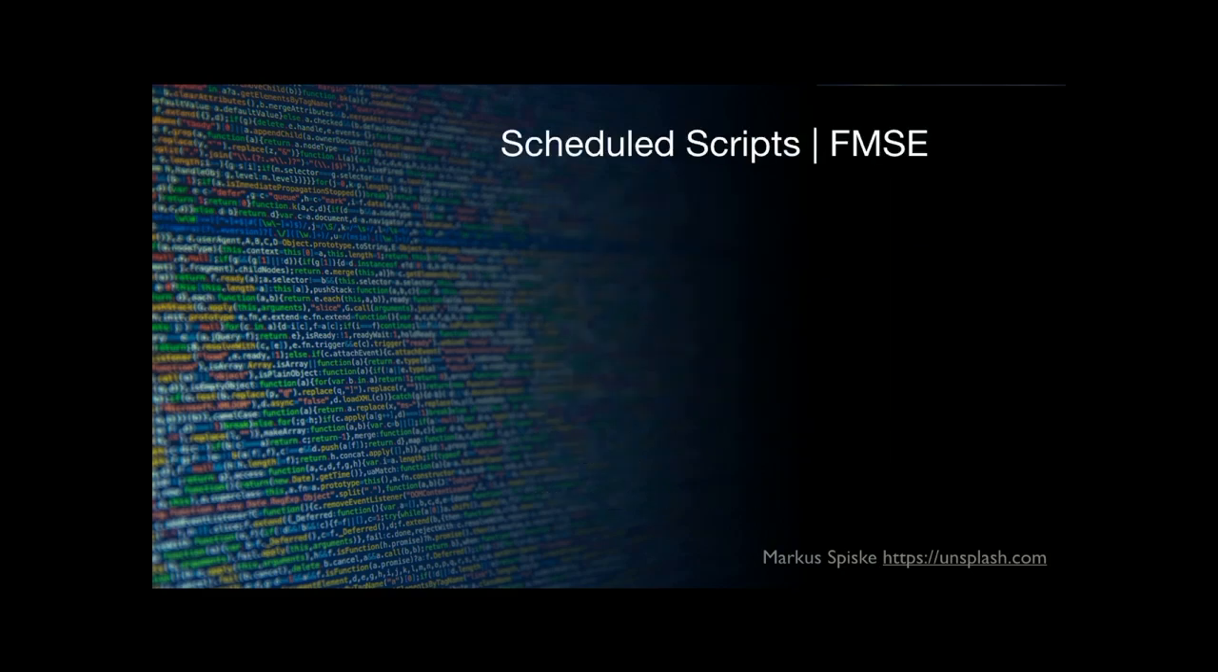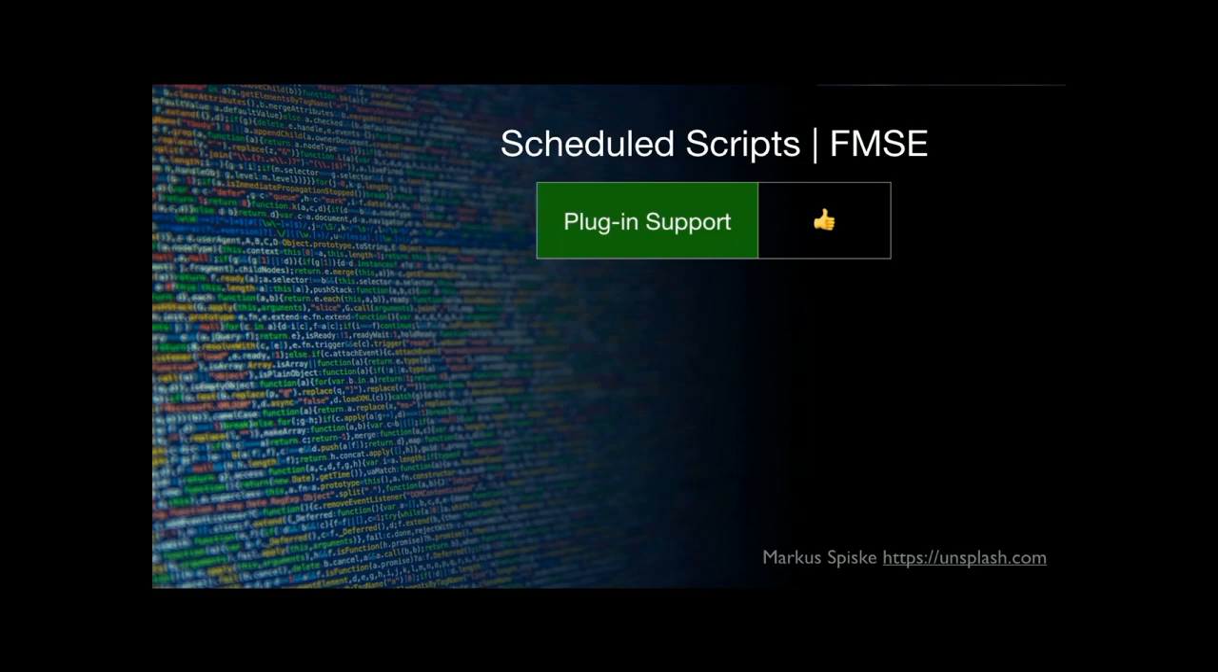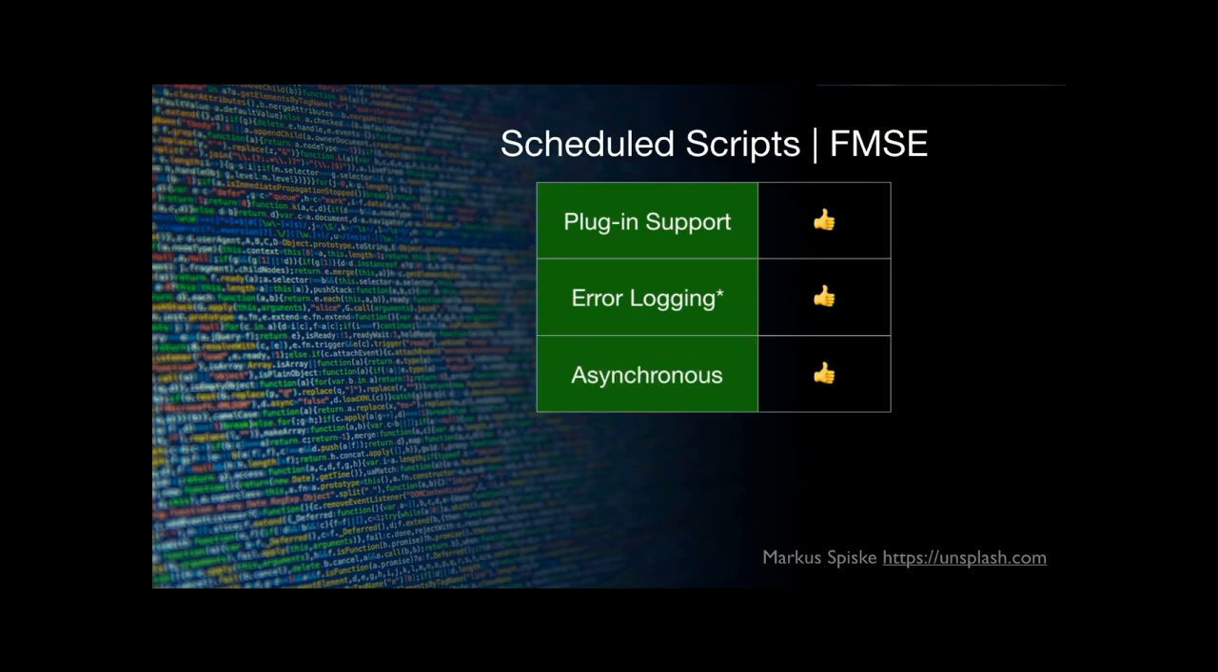Okay, so scheduled scripts on server, they do have plugin support. They have error logging, which is great. So if you run a script on the server and it encounters an error, you can go to the event log and see what the error was and trawl through that and see what's happening with those scheduled scripts. And it's asynchronous because you have different schedules that can run at different times and all that.